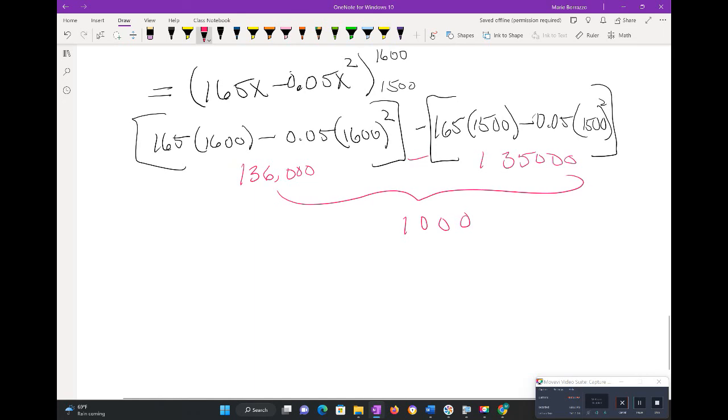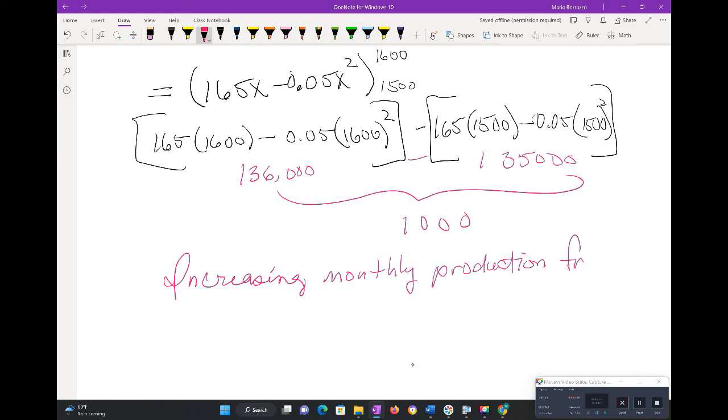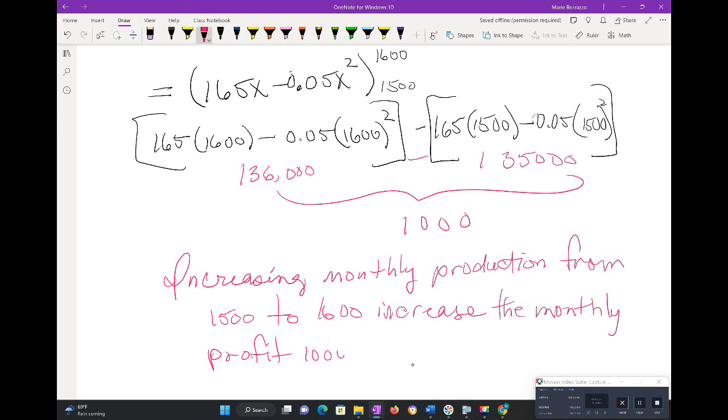So how we would interpret that is basically increasing the monthly production, that is awful, let me rewrite that word, monthly production from 1,500 to 1,600 would increase the monthly profit $1,000. In the grand scheme of things, it would be up to the company to determine that.